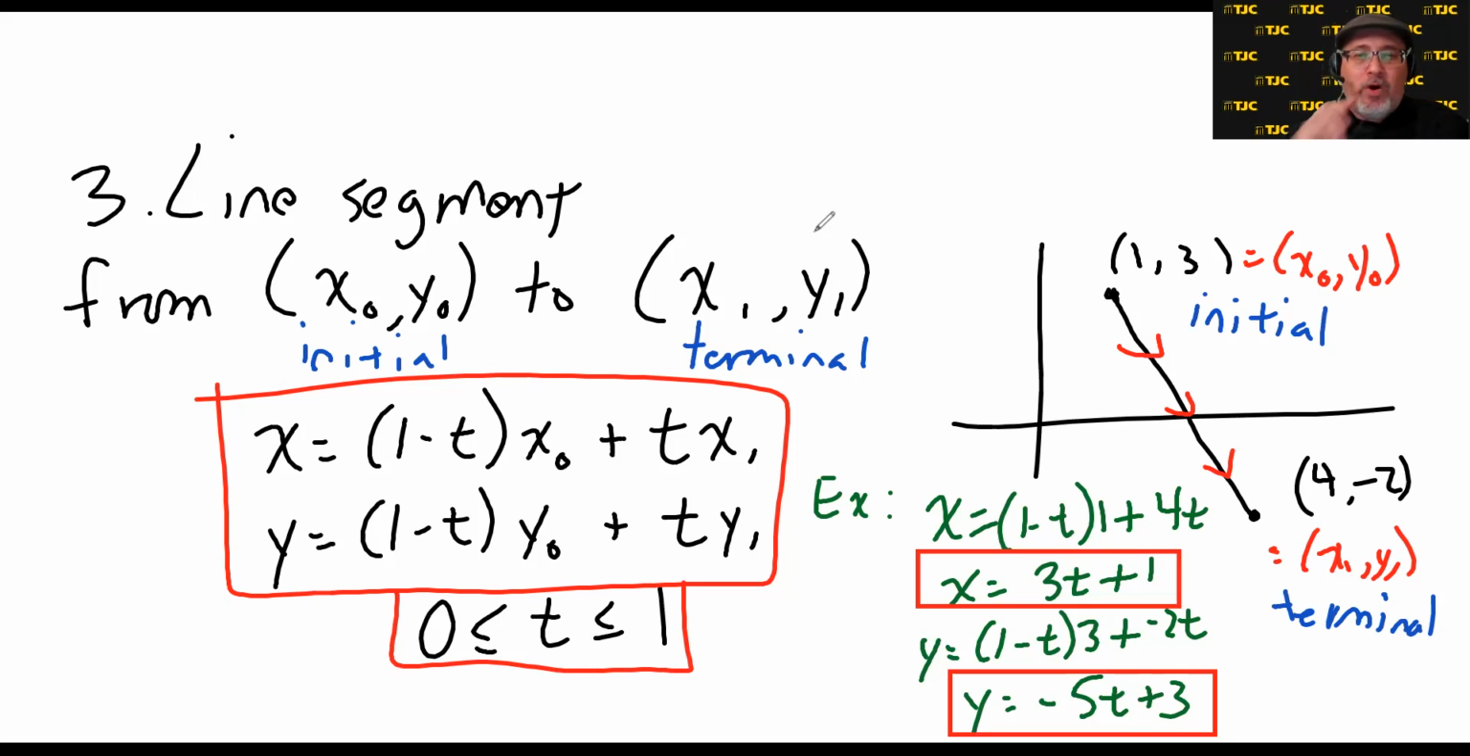If we put in t equals 1, we're basically adding the numbers of the equation. 3 plus 1 is 4, negative 5 plus 3 is negative 2. And that's the common way to parameterize a line segment. There are other parameterizations, but these are by far the most common ones.